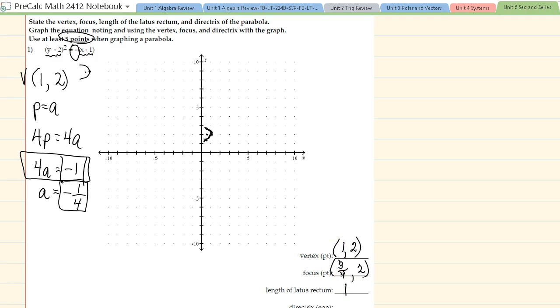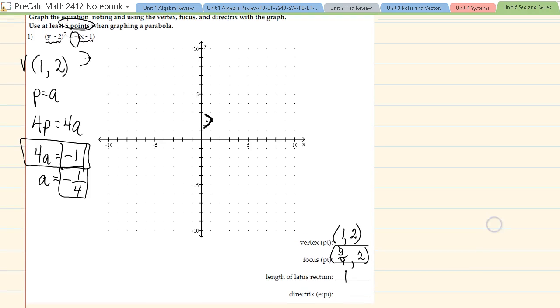And then the last thing we need to find is the equation for the directrix. Remember that if we went 1/4 to the left to find the focus, we go 1/4 to the right, and that will be our directrix. So it will be 1 plus the 1/4. We can see that that's going to be x is equal to 1 1/4 or 5/4. So we have found the directrix, we have found our vertex, we have found our focus. We need to find 2 more points.